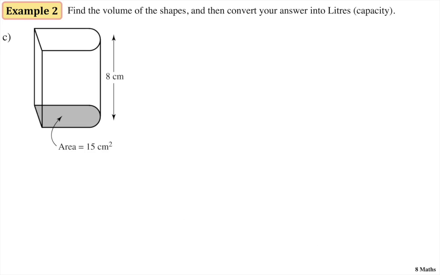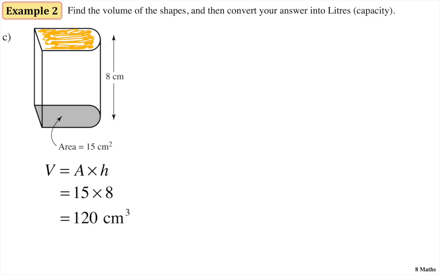Now looking at part C. With this question, it actually looks harder than it is. You can see we've got an area down the bottom. That's the same as this shaded area up the top. So I need to find that shaded area and then times it by 8 to get the volume. Now, how do I find that shaded area? Well, I don't have to. I'm told what it is. The shaded area is 15 centimetres squared. So where I see shaded area here, I can just put 15. Where I see H, it's 8 because there's 8 centimetres from the bottom to the top. So 15 times 8 is 120.